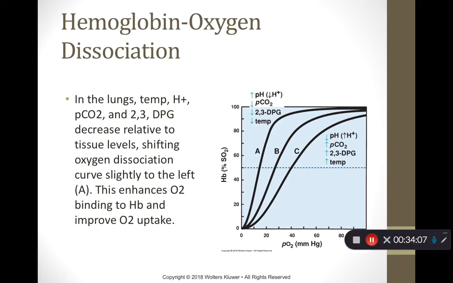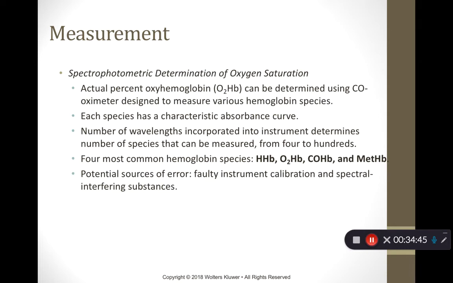Here, what you're seeing again is curve A, B, and C. B is the normal curve for oxygen affinity. A is the curve from blood with increased affinity, and C with decreased affinity. So in the lungs, the temperature, hydrogen, partial CO2, and 2,3-DPG decrease relative to the tissue levels, shifting the oxygen dissociation curve slightly to the left, which is A. And this enhances oxygen binding to hemoglobin to improve oxygen uptake.